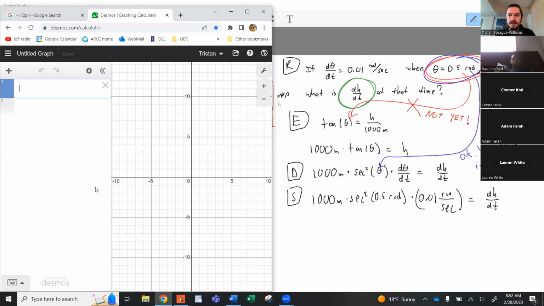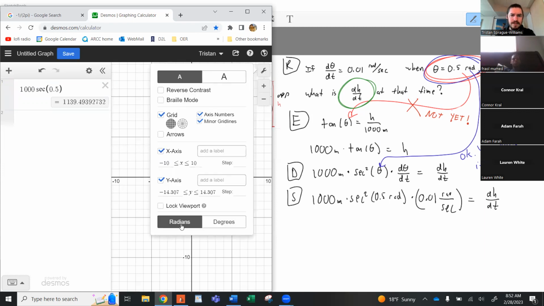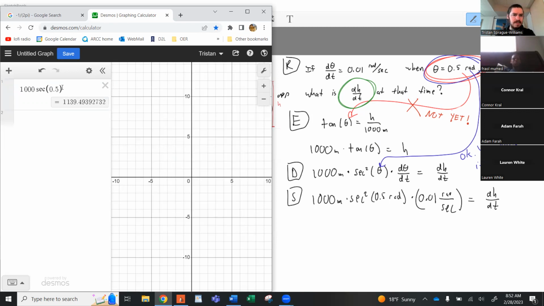It's so accessible. We have 1,000 times secant of 0.5 radians. And I believe Desmos is in radian mode by default. If you want to change it, you have to do this. But we keep it in radians. We have to square that secant function. And then we'll multiply by 0.01. And our answer is 12.98.